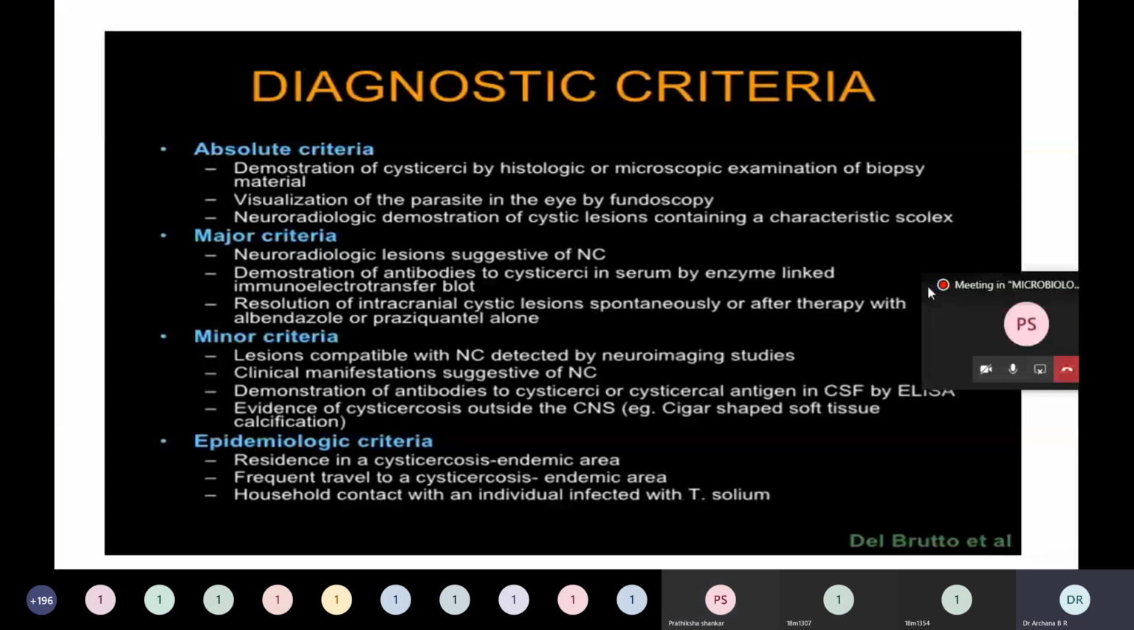Minor criteria include lesions compatible with neurocysticercosis detected by neuroimaging, clinical manifestations which suggest neurocysticercosis, demonstration of antibodies, and also evidence of cysticercosis outside the CNS, that is cigar-shaped soft tissue calcification. Epidemiologic criteria are residing in endemic areas, frequent history of travel to endemic areas, or household contact with the infection. These are some of the criteria used for the diagnosis of cysticercosis in endemic areas.